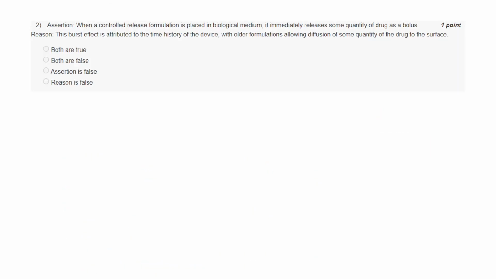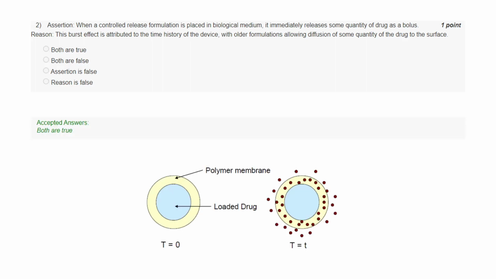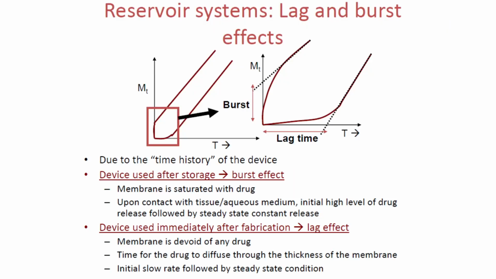Next, we have an assertion: when a controlled release formulation is placed in biological medium, it immediately releases some quantity of drug as a bolus. And the reason is that this burst effect is attributed to the time history of the device, where older formulations allow diffusion of some quantity of the drug to the surface. Both these statements were true because in these polymer systems, we always observe something known as lag and burst effects, which is because of the time history of the device.